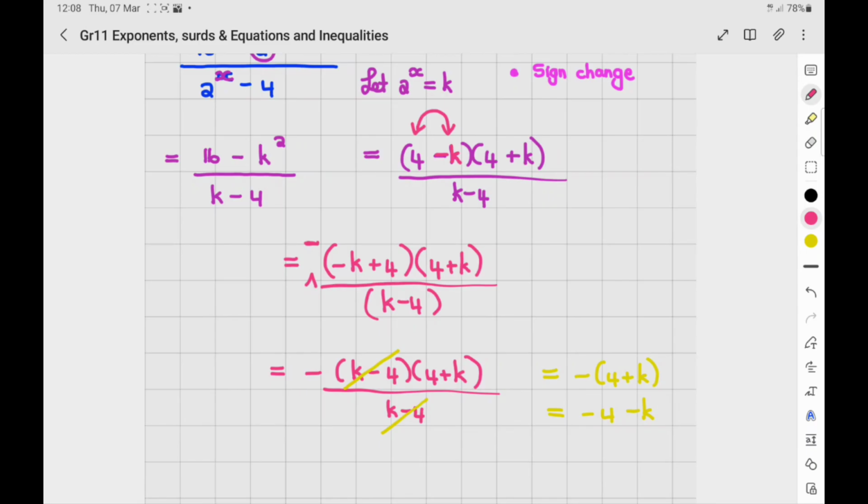Remember, if we've got one term like in the beginning, we just do the prime bases, we simplify from there. If we've got two or more terms upstairs or downstairs, we have to factorize first. Your factorization is HCF, difference of two perfect squares, your trinomials. Those are the main ones that we use here with exponents.